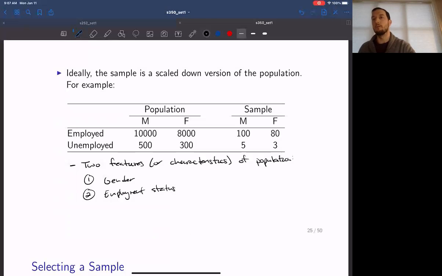Okay. So you can see in the first contingency table, the one labeled population, we have 10,000 males that are employed, 8,000 females that are employed, 500 males that are unemployed, and 300 females that are unemployed. The sample in this case would be what we would consider to be the scaled down version of the population, where effectively we've just divided everything by 100, but we're capturing these features in the same proportions as they exist in the population. Okay, so this would be a very simplistic illustration of this mirrored version.